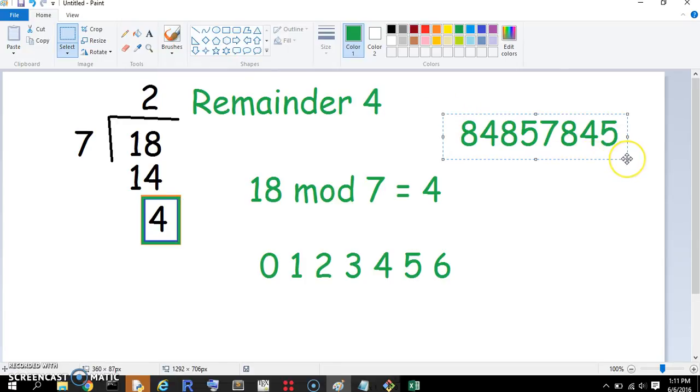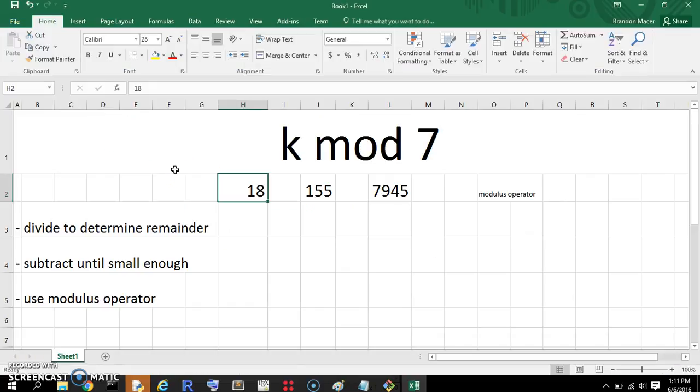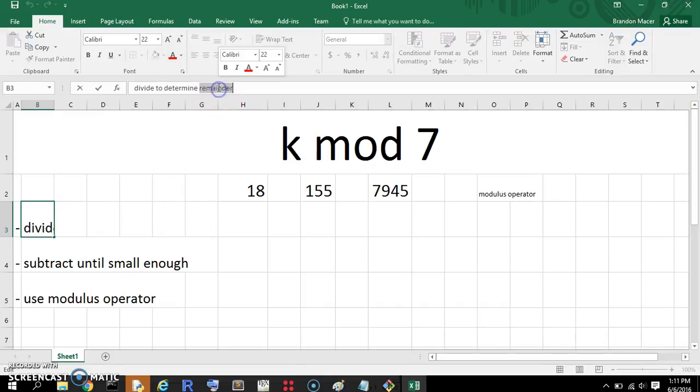For instance, if this was 14, 14 divided by 7 is 2 with a remainder of 0. So 14 mod 7 equals 0. So that is the first way to determine the modulus, which is finding the remainder.